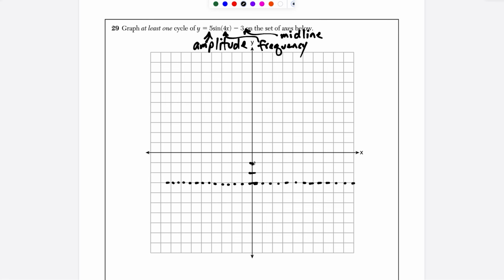So we're going to go up 1, 2, 3. So I'll just make this neater. So we go 1, 2, 3, 4, 5. So this tells us the max height is going to be at 2. And then the minimum height we could find by going 5 down. So we're going down 1, 2, 3, 4, 5.